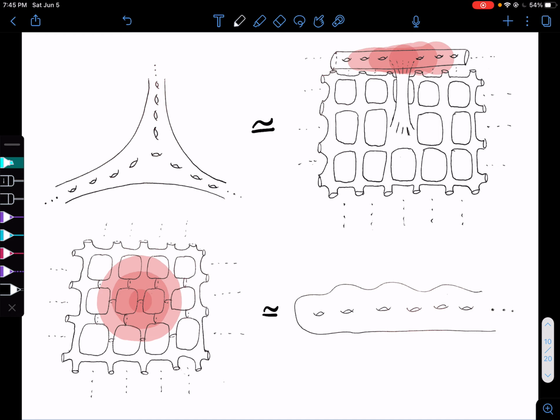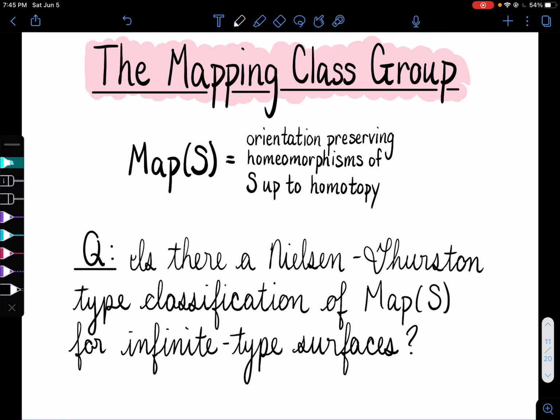So we've talked a little bit about surfaces of infinite type. We've talked about their classification theorem. What about the mapping class group? Well, it turns out we still have a mapping class group for infinite type surfaces, and it's defined in the exact same way as the group of orientation preserving homeomorphisms of S up to homotopy.